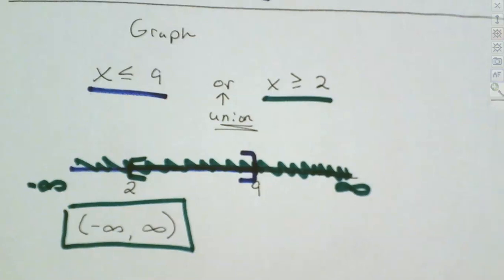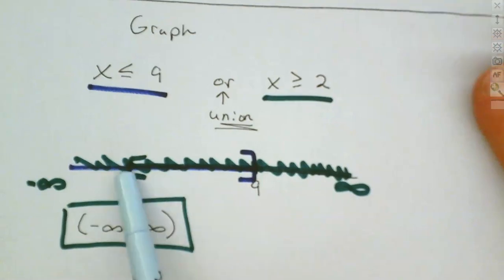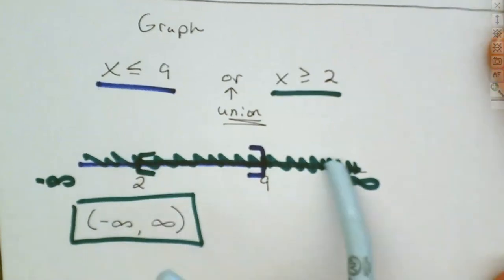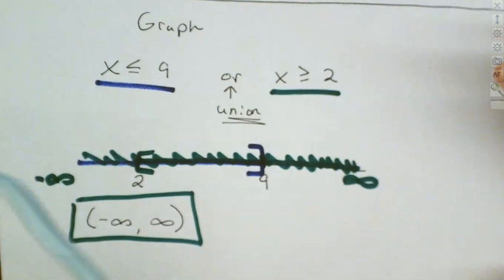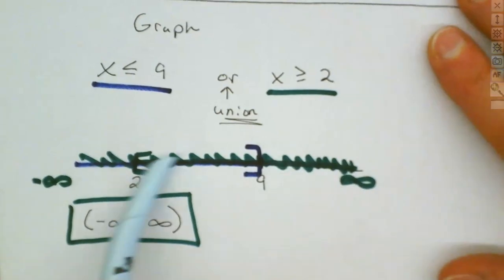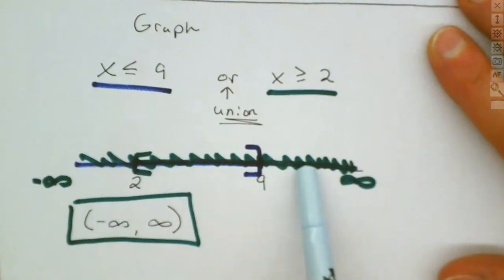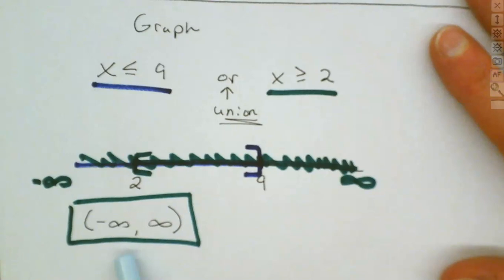Does it make sense? Why? Because, look at this. Here's the blue line here. Here's the green line over here, right? If I put them together, what does it do? It covers the entire part, right? So that makes it then what? Negative to positive infinity, because it covers the entire part.